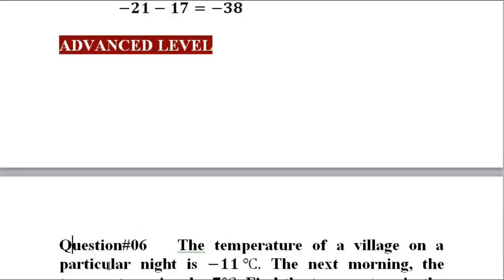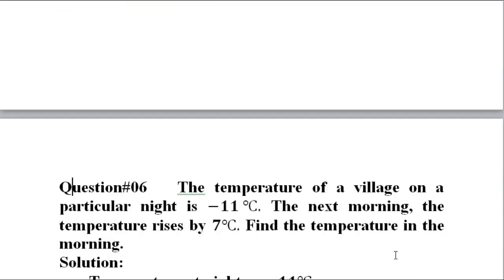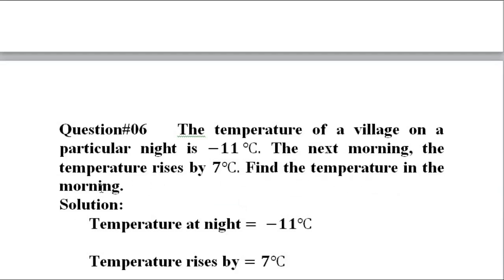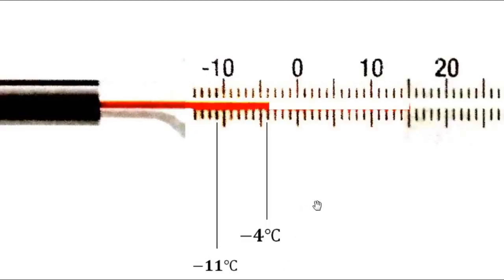Question number 6. The temperature of a village on a particular night is negative 11 degrees Celsius. The next morning, the temperature rises by 7 degrees Celsius. Find the temperature in the morning. To find the temperature, let's look at the thermometer. I have illustrated the temperature on a particular night, which is negative 11 degrees Celsius. The next morning, the temperature rises by 7 degrees Celsius.